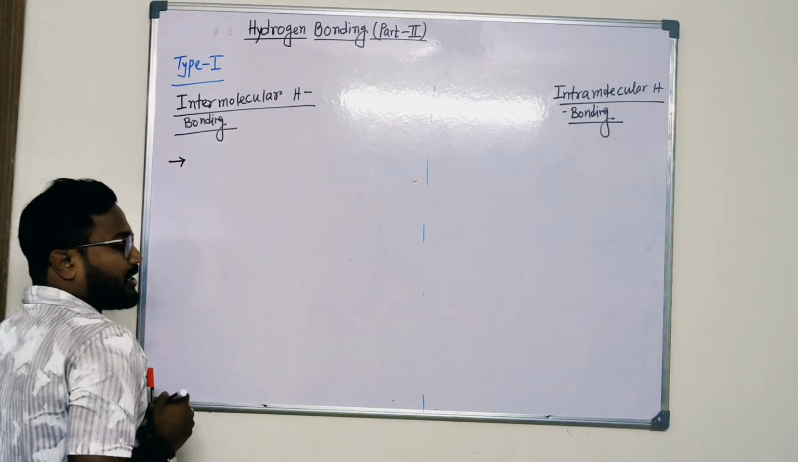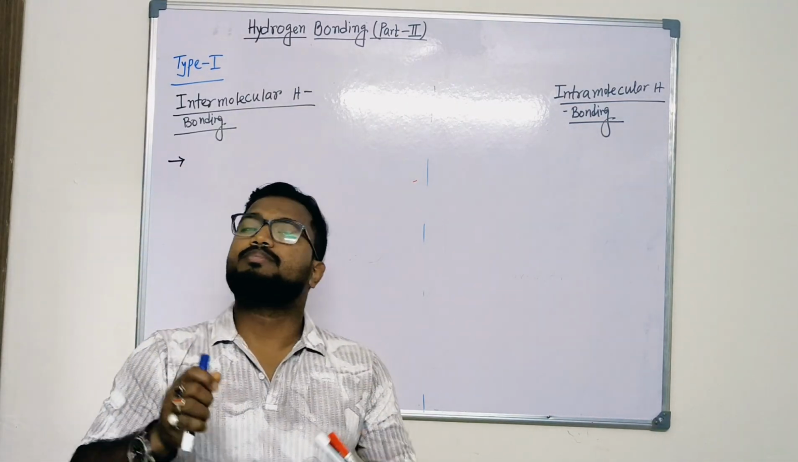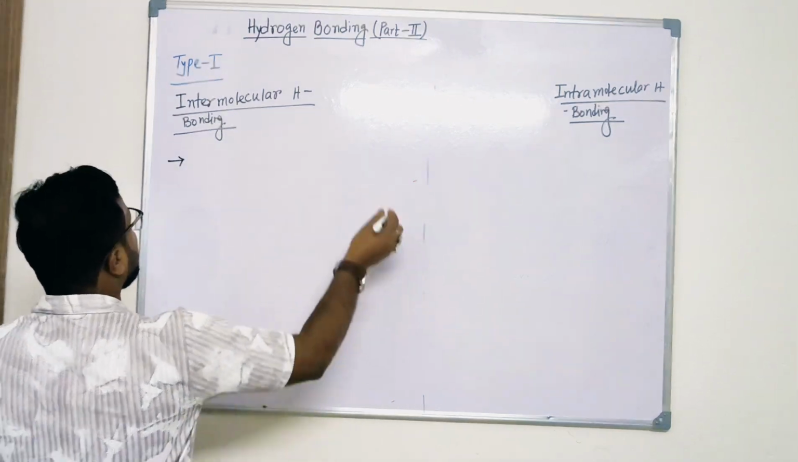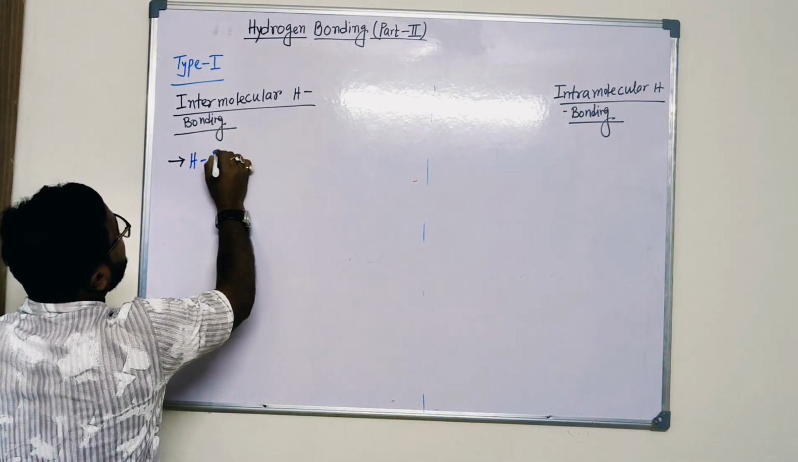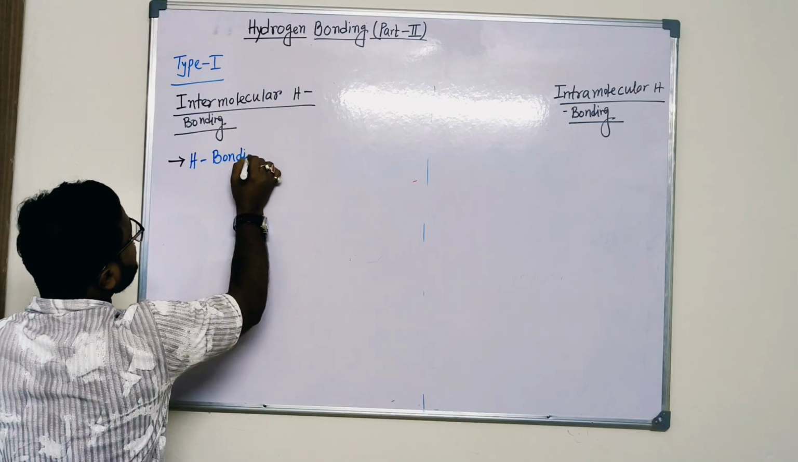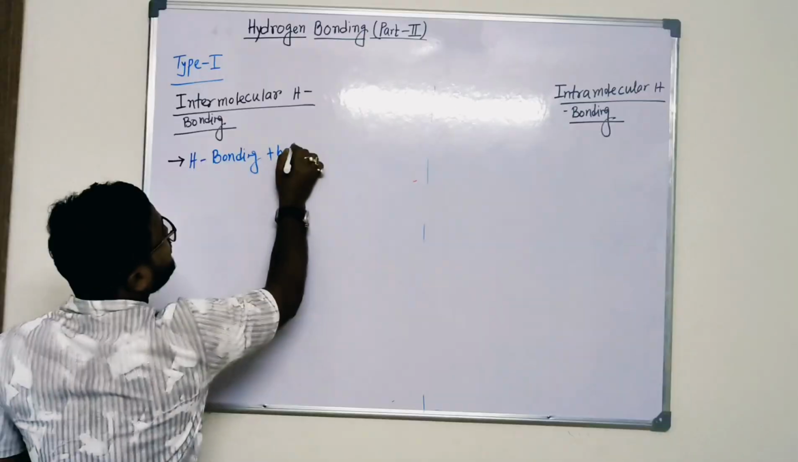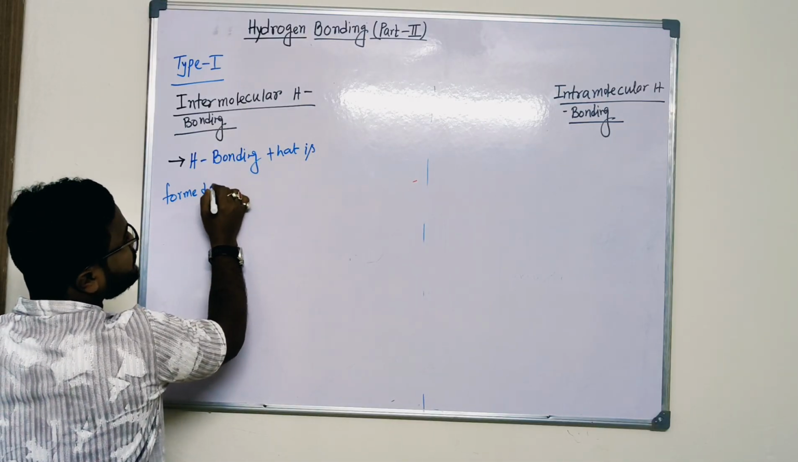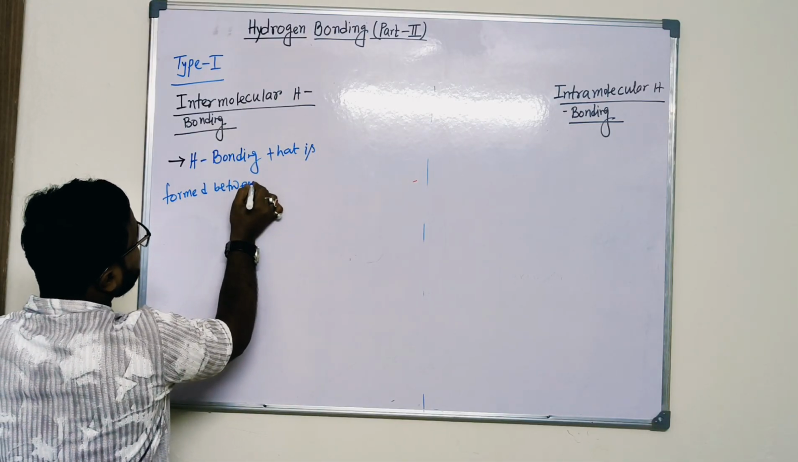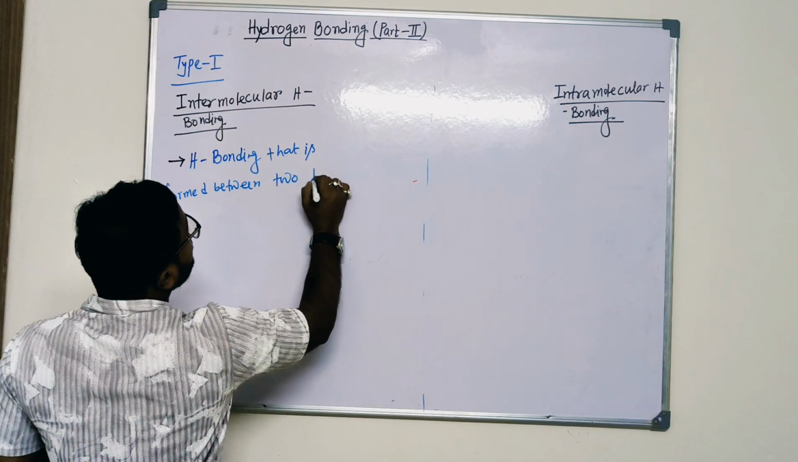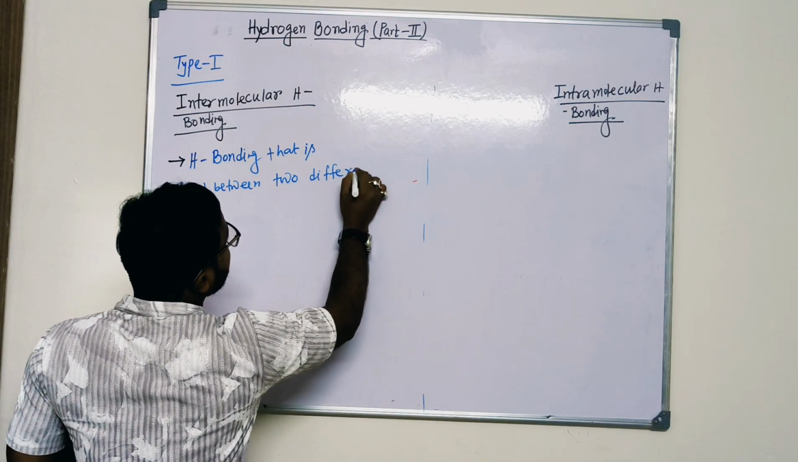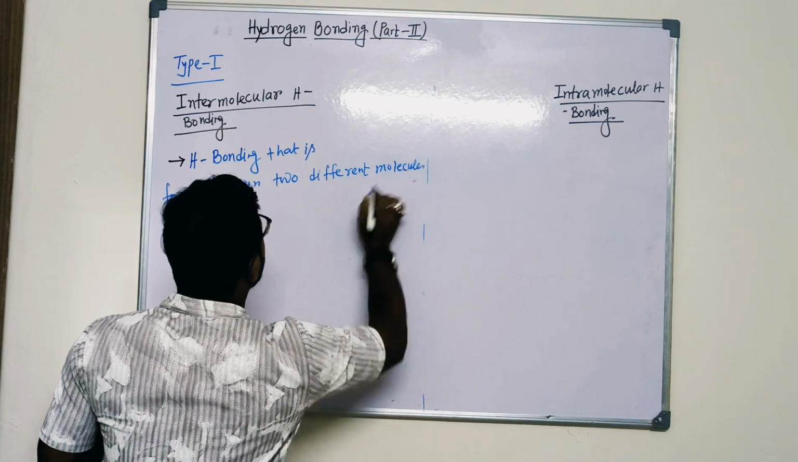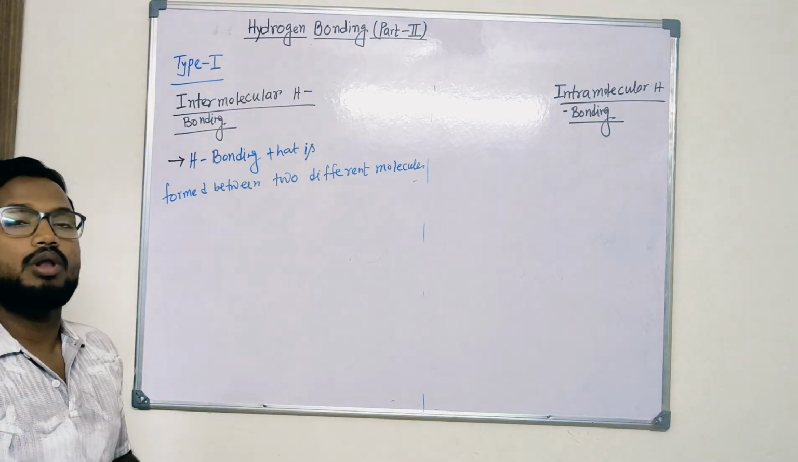So as I told you, the definition you should write is: hydrogen bonding which is formed between two different atoms or molecules, or you can say hydrogen bonding that is formed between two different molecules is known as intermolecular hydrogen bonding.